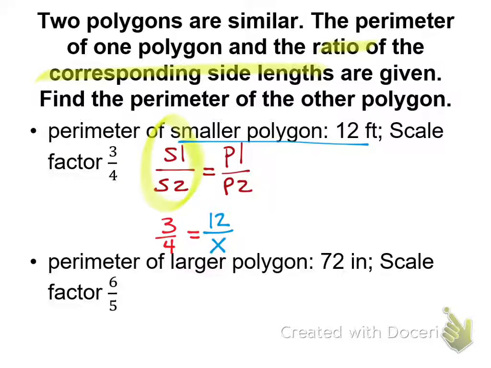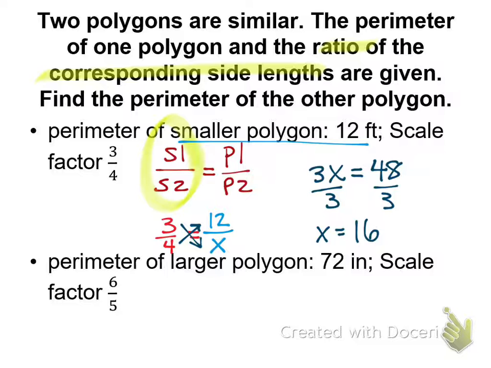Cross multiply, and we get 3x equals 4 times 12 is 48. Divide by 3, which means the larger polygon has a perimeter of 16 feet. Is that larger than the perimeter of the smaller polygon? Yes. So you need to think through your answer. If you got a smaller number, you put the perimeter in the wrong place.